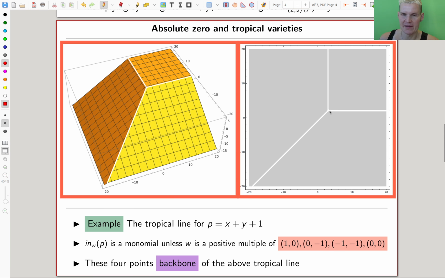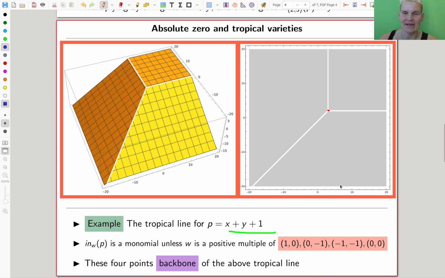The tropical line is just that thing. So 0, 0 should be here. Somehow my picture didn't come out very nicely, so 0, 0 is here. But anyway, this is a tropical polynomial for x plus y plus 1, a tropical line for x plus y plus 1. Okay, and the initial terms are monomials unless we specialize to those 4 points. In that case, they are different. So in this case, the specialization is not a monomial.